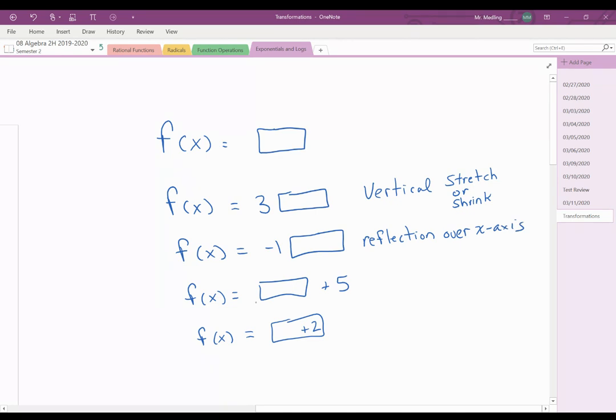All right, f of x equals whatever our function is, and we add 5, and it's outside the function, so we're adding on to it. This is always up or down. Positive 5 would move it up 5 units, and a negative would move it down.